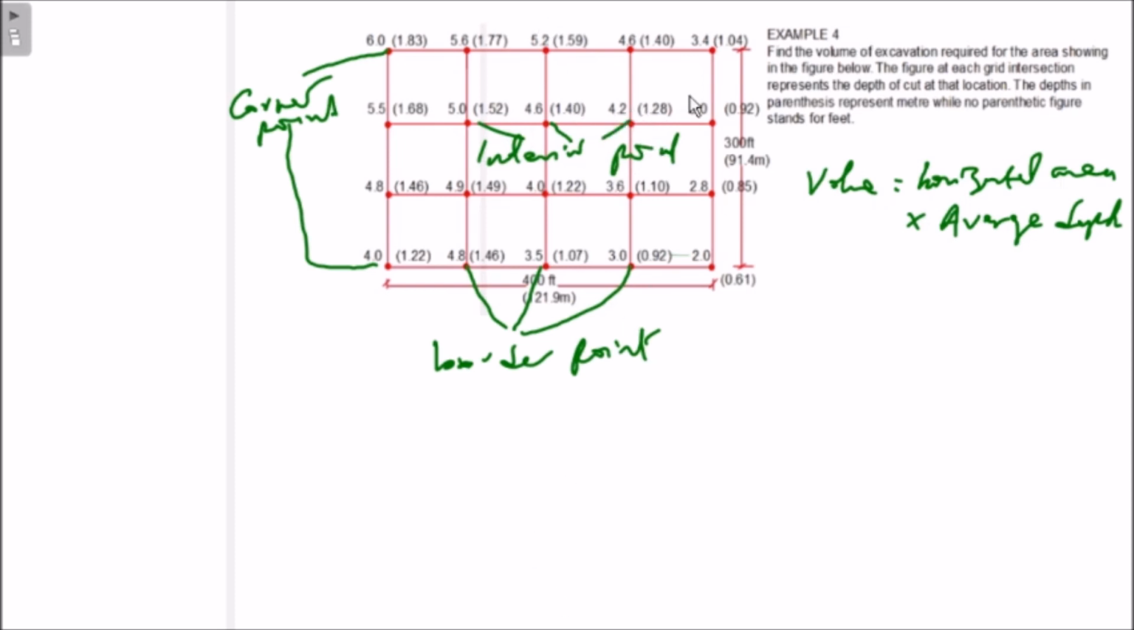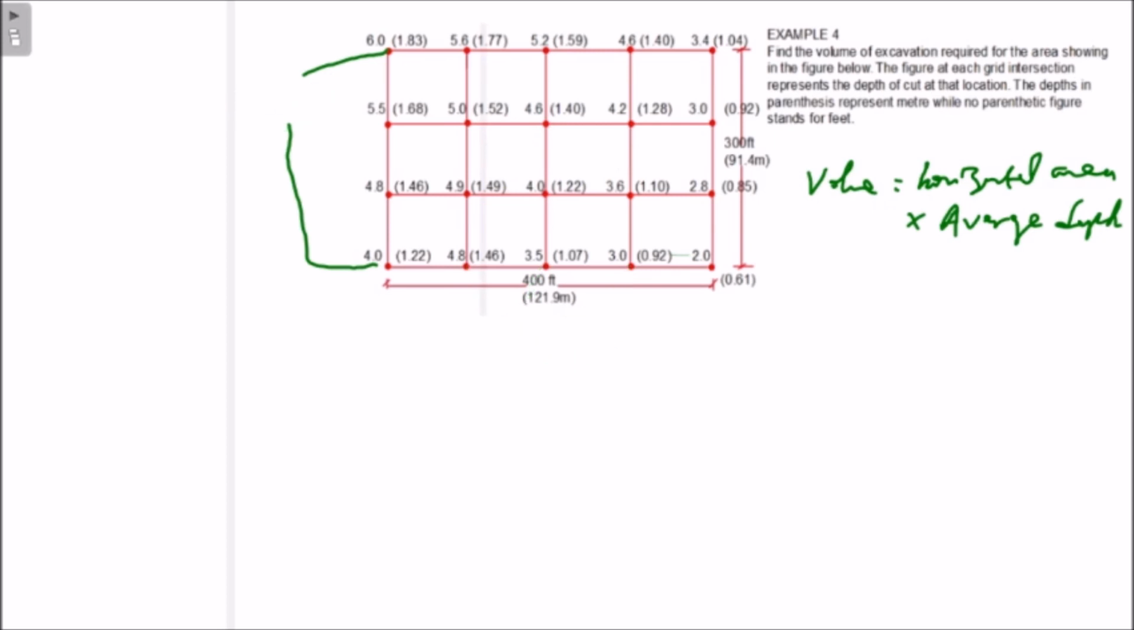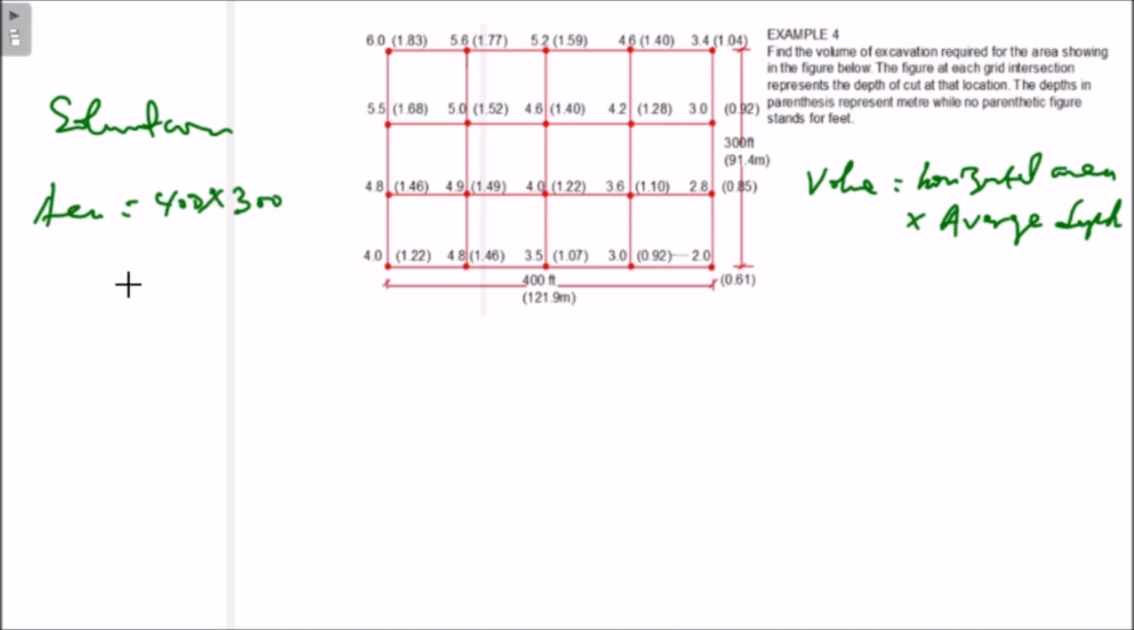So let's clear this in order to have a clean working area, so as not to confuse ourselves. What we have to do now is solve for the average depth, because that is what we are looking for. The area is very simple. The horizontal area is equal to 400 feet multiplied by 300 feet, which is 120,000 square feet.